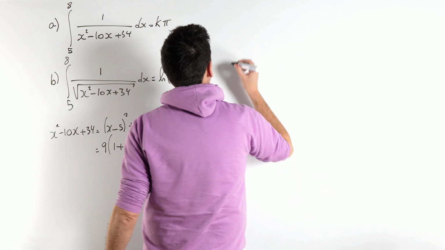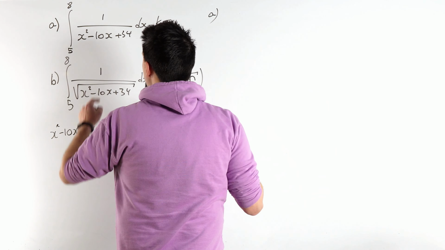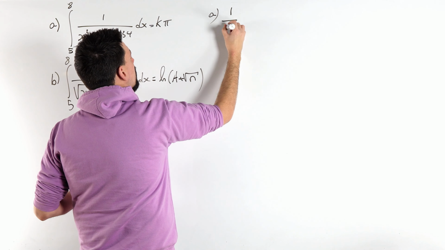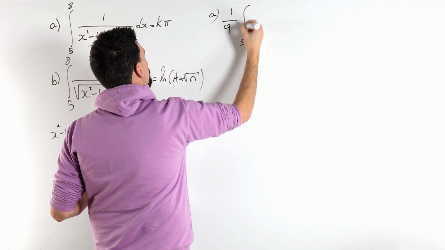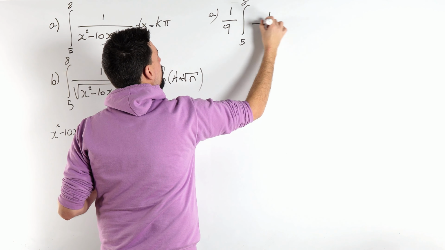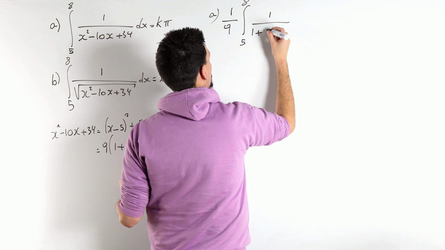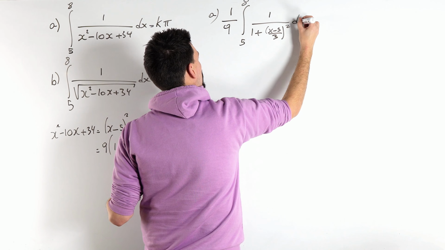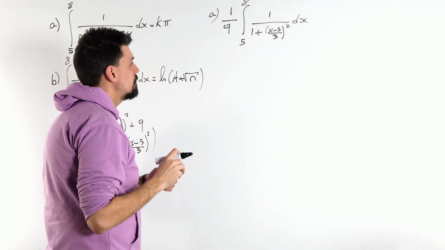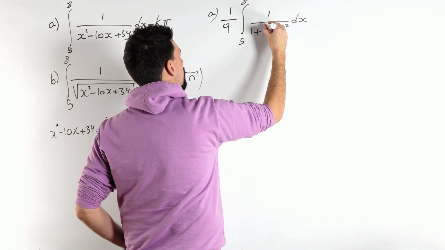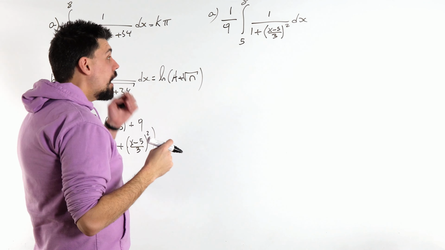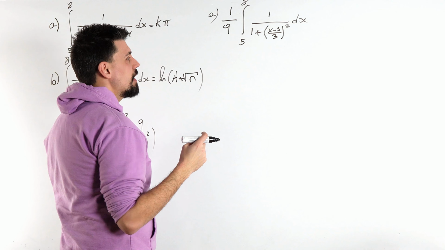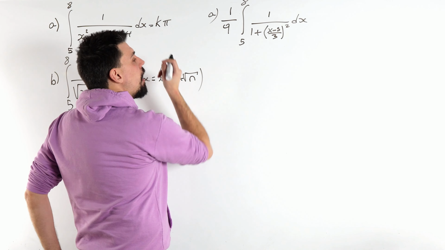So, integral A. What does this actually become if I use this? This becomes 1/9 the integral between 5 and 8 of 1 over 1 plus ((x minus 5) over 3) all squared dx. And again, you probably do have a standard result for this, but I'm going to go through it from scratch because I want to, and that is fine.